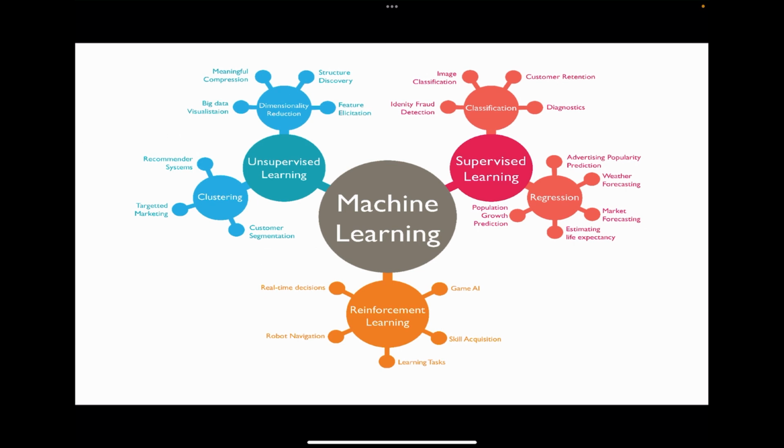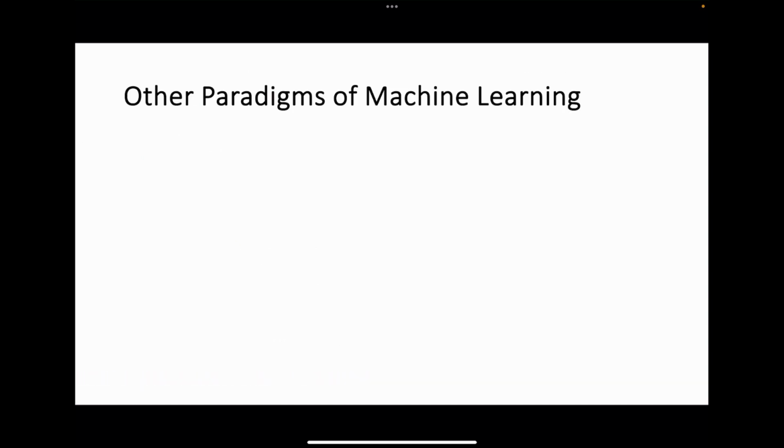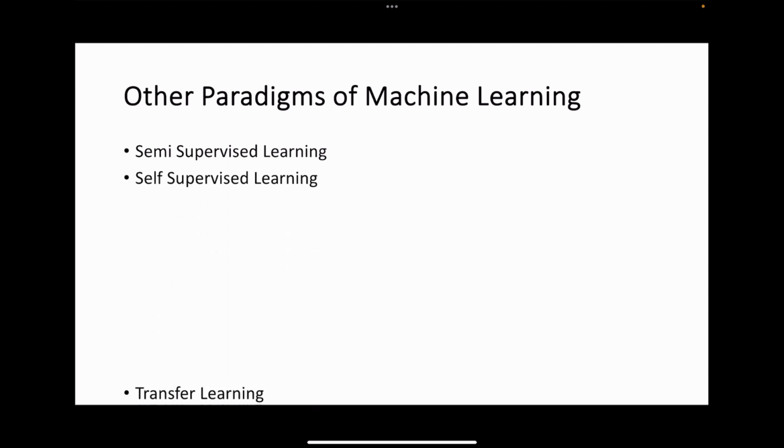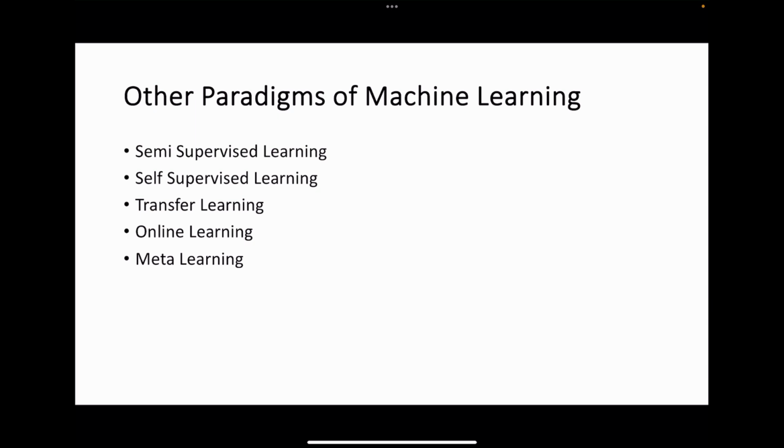There are some other paradigms of machine learning as well. So these are semi-supervised learning. In this case, we have a very small set of labeled data and a very large set of unlabeled data, and then we use this type of data to create a model that creates a predictive model further. Another is self-supervised learning. Third one is transfer learning. In transfer learning, we use a pre-trained model and use the knowledge from this pre-trained model to boost the performance of some other task. Fourth is online learning, and the last is meta learning. These are some of the most important paradigms of machine learning.